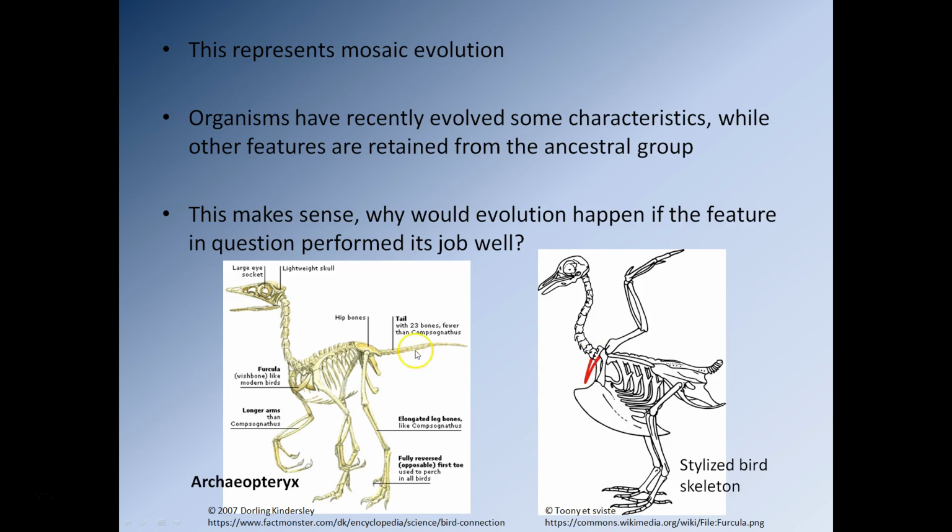In the case of the clavicle and feathers, they work perfectly, so there's no reason to change. So mosaic evolution is when you change one or more characteristics at a time. So organisms have evolved recently some characteristics, while other features are retained from the ancestral group. So, the birds are a lovely example of mosaic evolution. Some things have changed, like the forelimbs, but some things have been retained, like the fused clavicle.